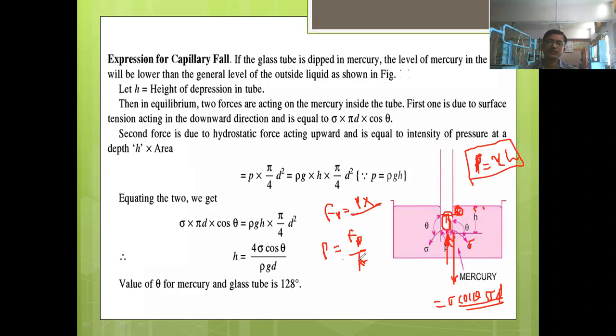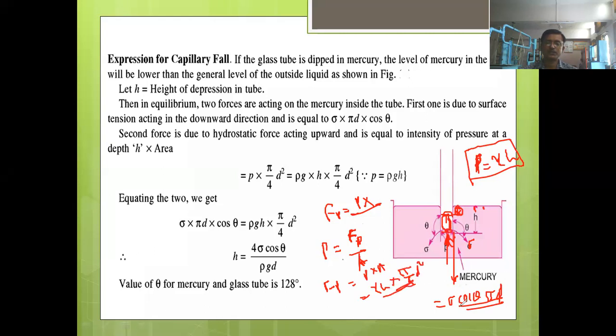So P is equal to gamma H, and if you want to multiply for the force, F is equal to P into A. This A is nothing but the cross-section area of this tube, which is circular in section. So here Fp is equal to P into A. This P is gamma H, into area pi by 4 d square.